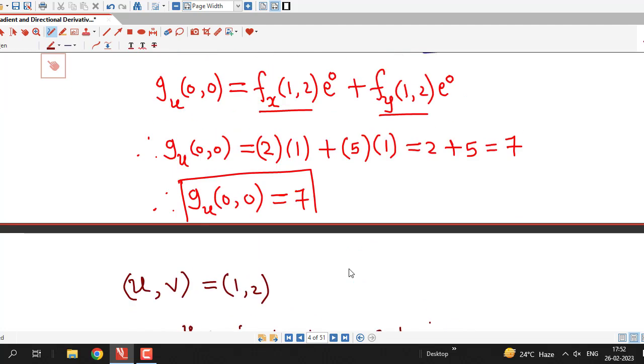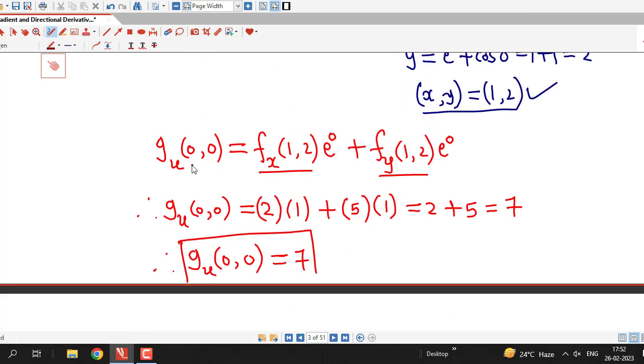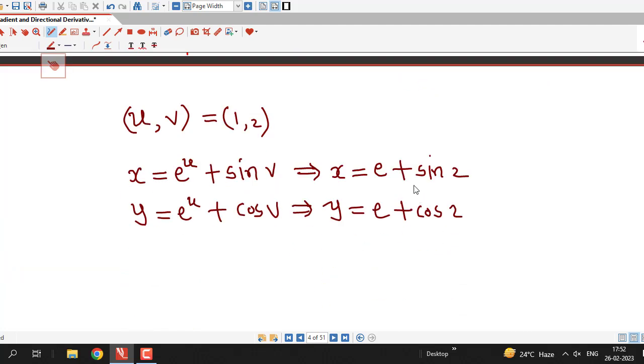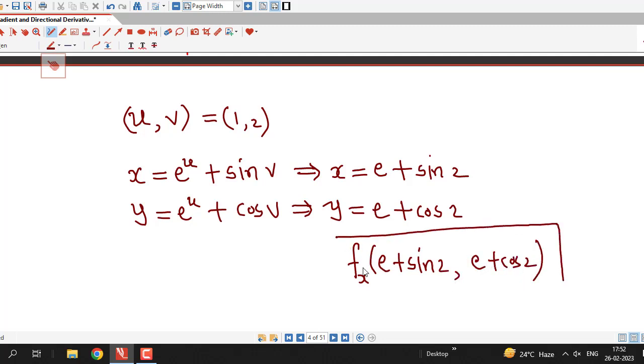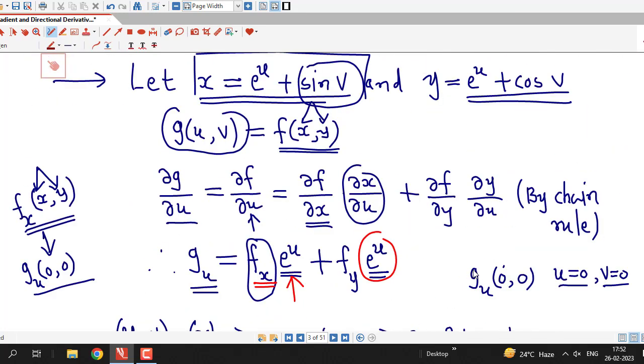So here instead of 0, 0, we will put u, v equal to 1, 2. Here we will require values of partial derivatives of f_x at these points, e plus sin 2 comma e plus cos 2. Now f is an unknown function of x and y, and its value at this point, e plus sin 2, e plus cos 2, is not given in the table.